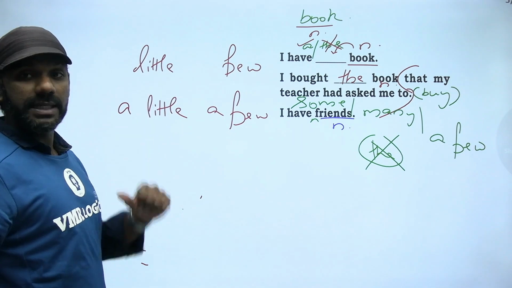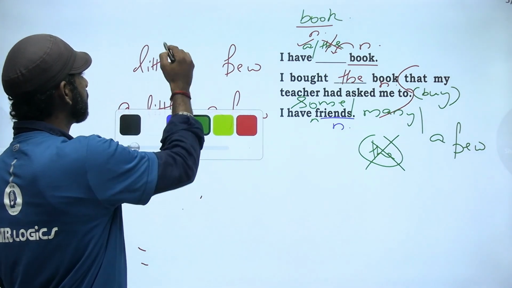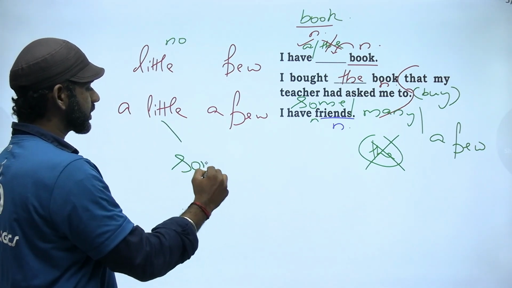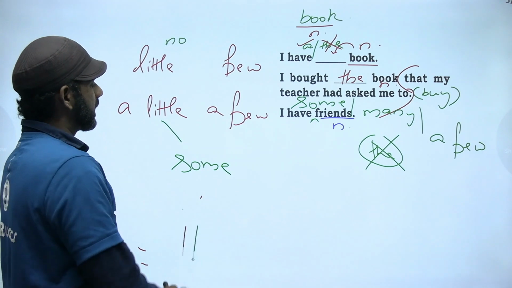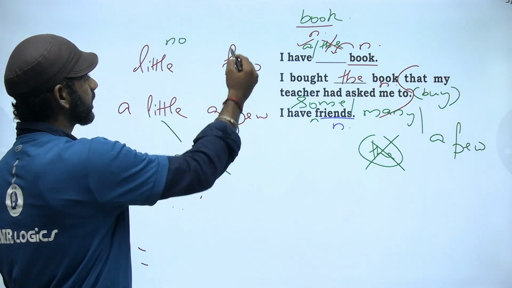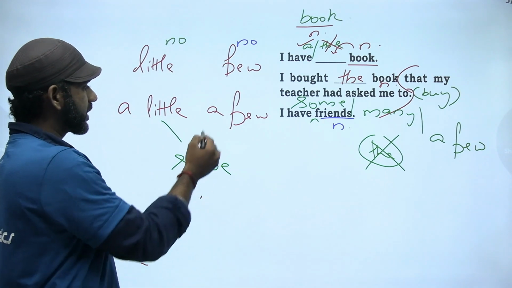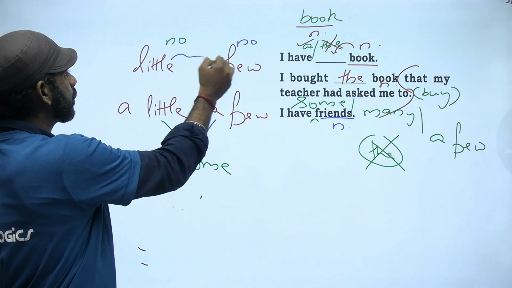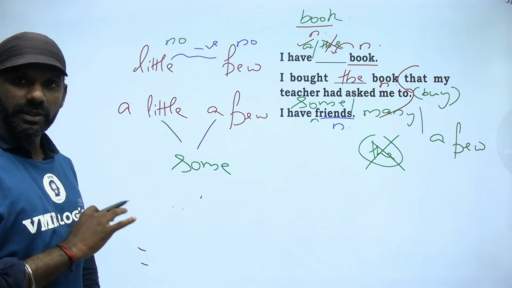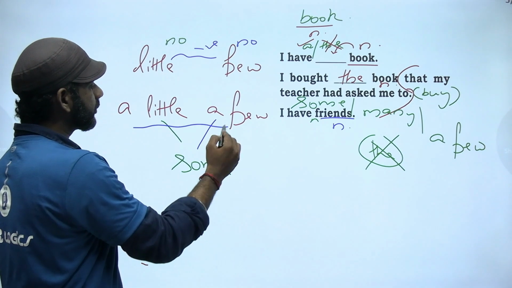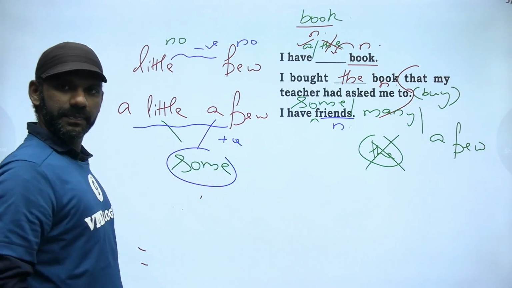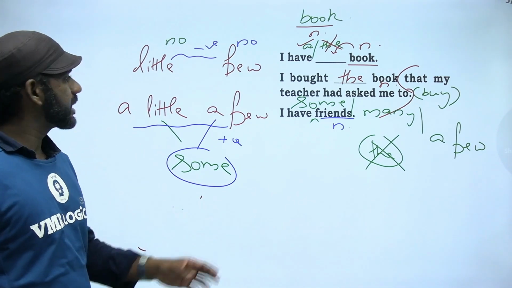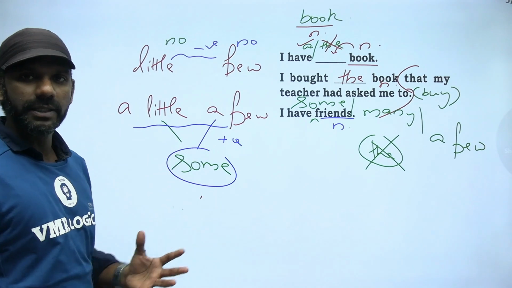If I say I have little knowledge, that means I have no knowledge. If I say I have a little knowledge, that means I have some knowledge. Similarly, if I say I have few friends, that means I have no friends. If I say I have a few friends, that means I have some friends. So little and few are negative, meaning nothing or negligible. A little and a few are positive, meaning some. Little and a little are used with uncountable nouns. Few and a few are used with countable nouns.